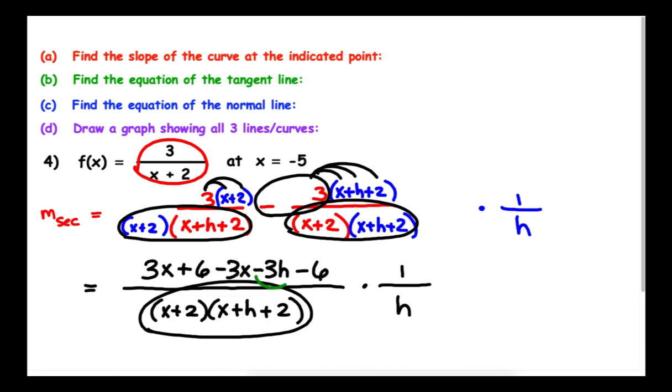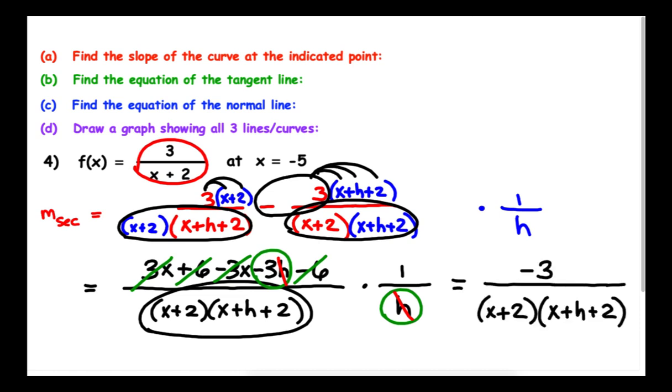Again, only the parts with the h's survive. Everything else, the 6, the negative 6 cancel, the positive and negative 3x's cancel, and we're simply left with a numerator of negative 3h. And now I can cancel the h's legally because the addition and subtractions are gone. When I cancel those out, I'm going to end up with simply a negative 3 up top. All right, so that's the slope of my secant line.